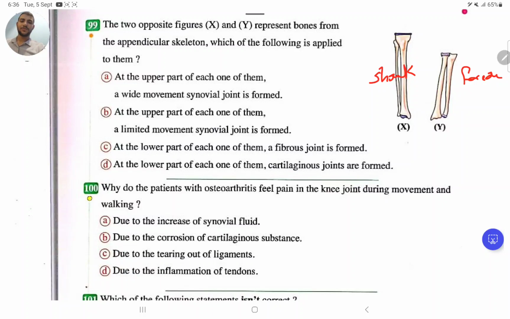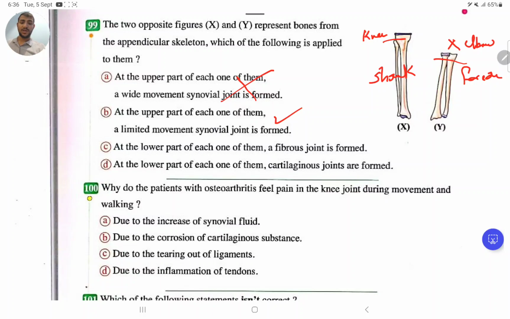The upper part of each one of them has a wide movement joint. Here I have the elbow joint, and here I have the knee joint. It is not a wide movement synovial joint, and at the upper part of each one of them a limited synovial joint is formed. The upper part is a limited synovial joint, right, this sentence is correct.